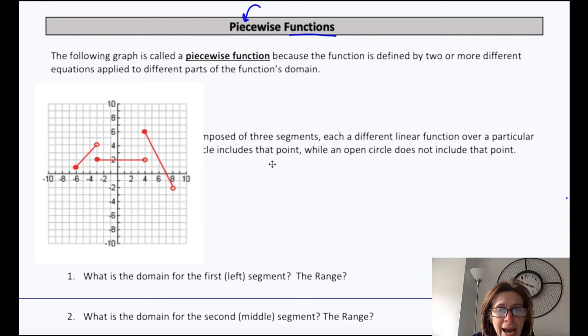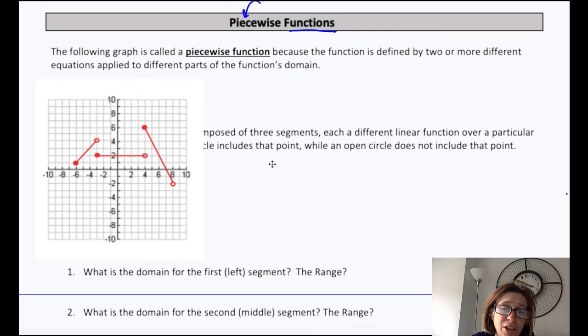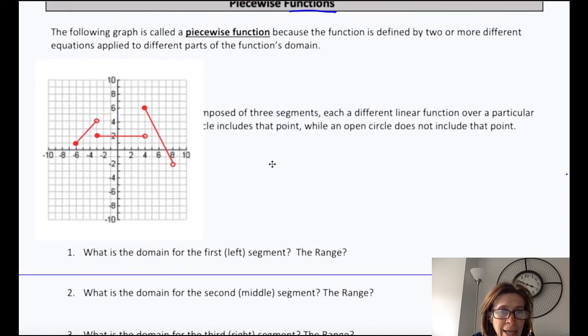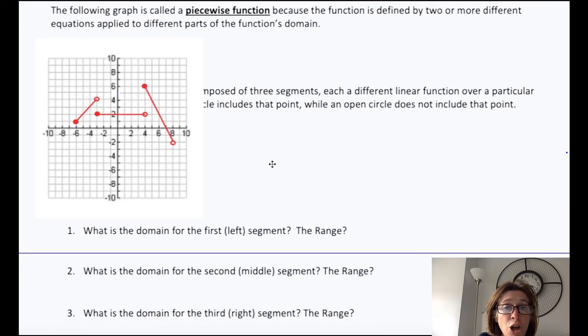So let's look at how we're going to read these functions, but in order to do that, let's look at the domain. Okay, let's look at the domain of each graph. Now, when we're talking about the domain of piecewise functions, we're going to talk about them in inequality notation. So we're going to put aside interval notation when we're talking about piecewise functions for now, okay?